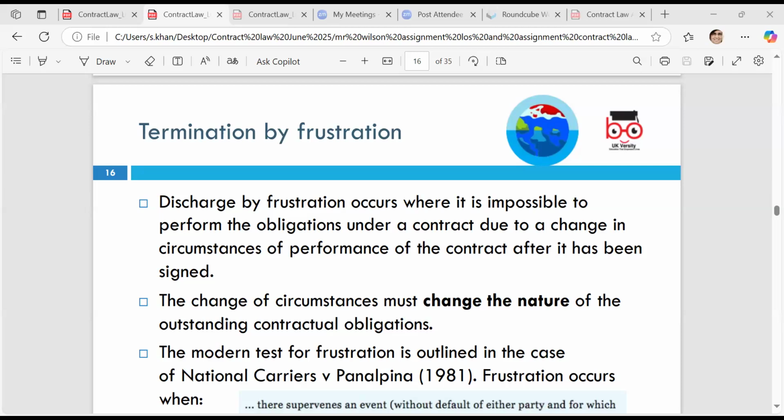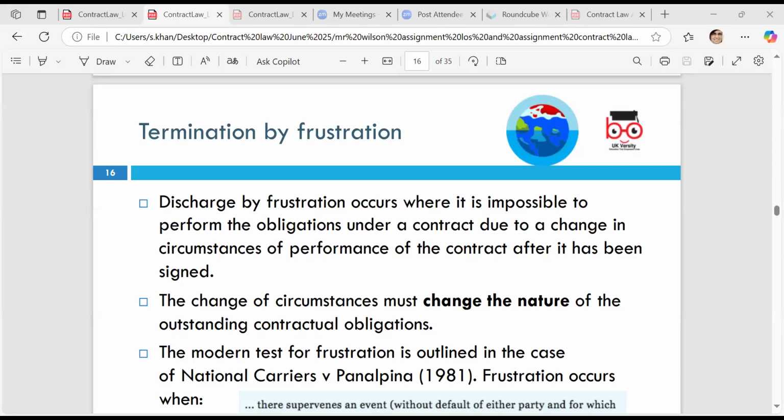Discharge by frustration occurs when an unforeseen event makes contractual obligations impossible to perform or radically alters the purpose of the contract. This happens when the event is not the fault of either party and neither party could foresee it. In some cases it could be personal incapacity due to an illness or injury which affects the performance. So that could apply to you.